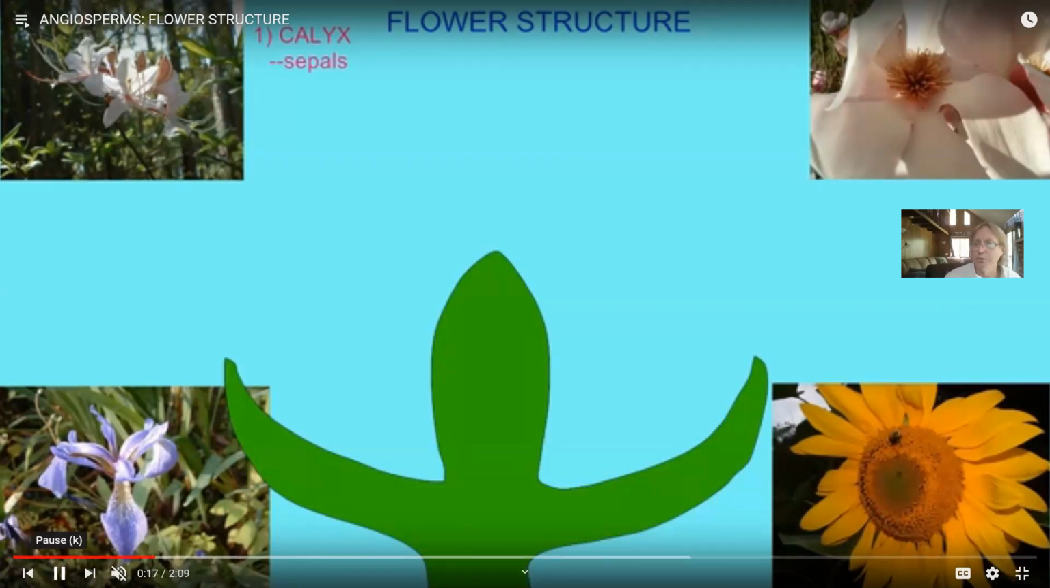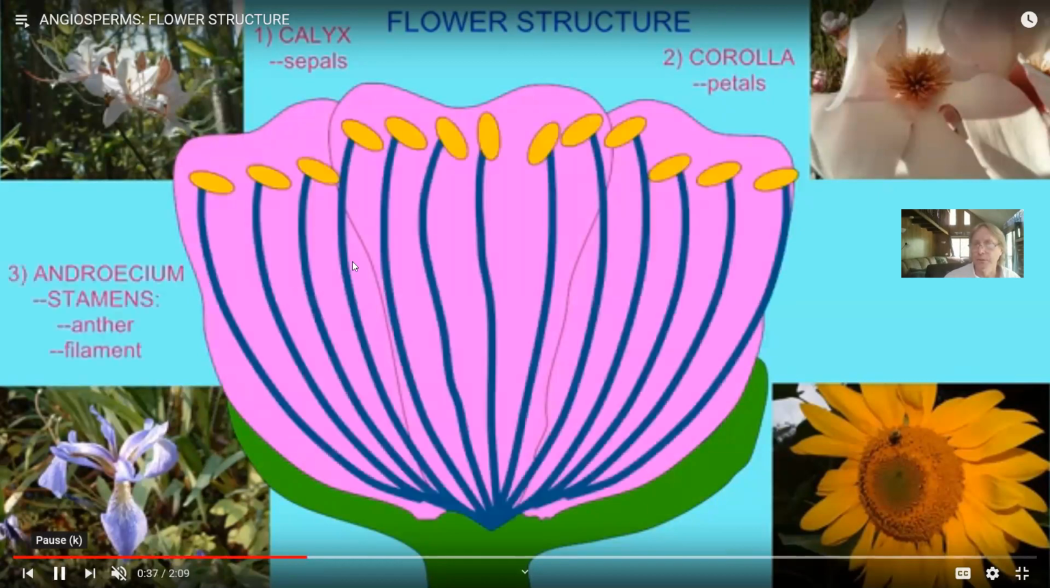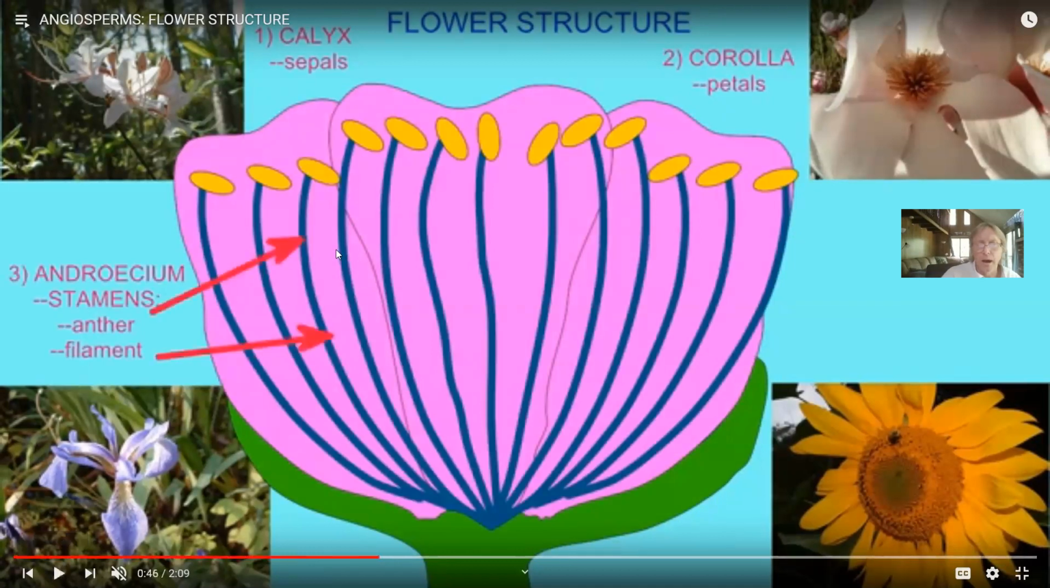So the sepals are the outermost whorl of specialized leaves. Very often they are green and protective. The next layer, the corolla, has the petals. These are often colorful, but they do not have to be. They are colorful when a plant is trying to attract an animal pollinator. The third ring is known as the androecium. This possesses the stamen, and a stamen has an anther atop a filament. The filament is the stalk. The anther is where the pollen is made.